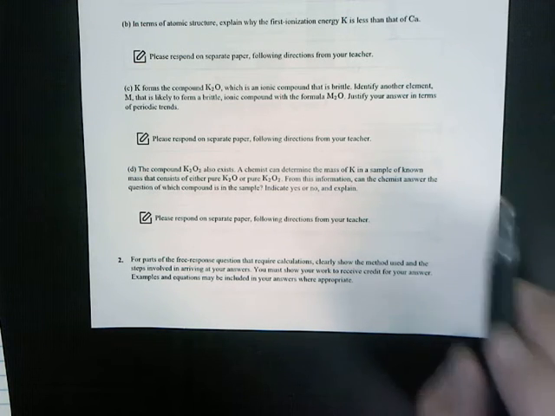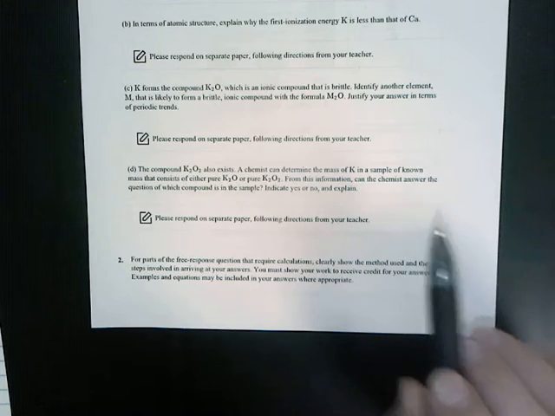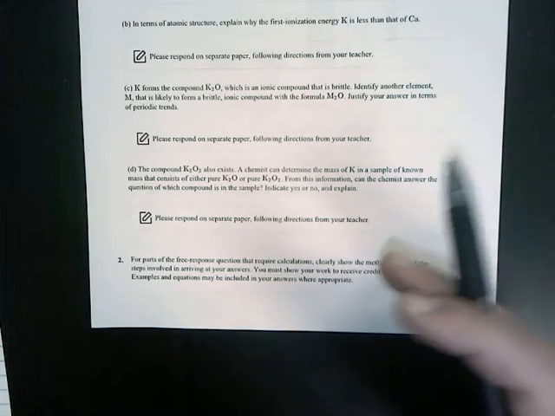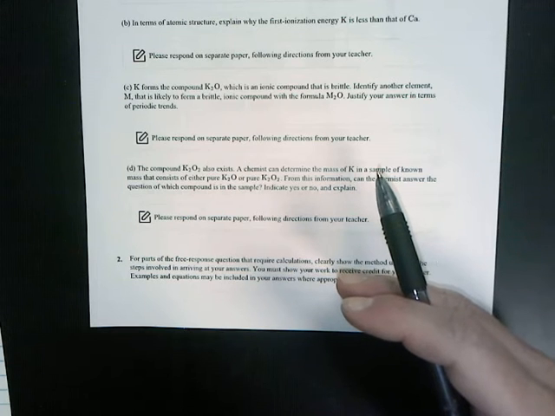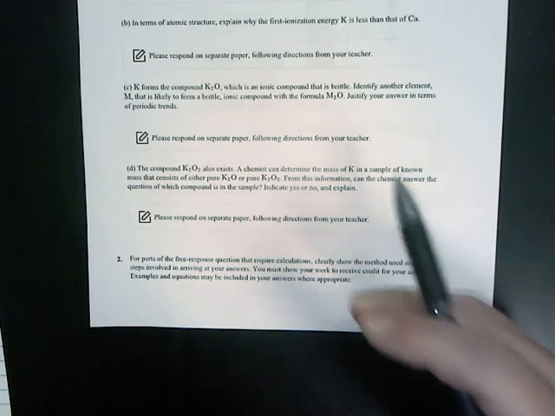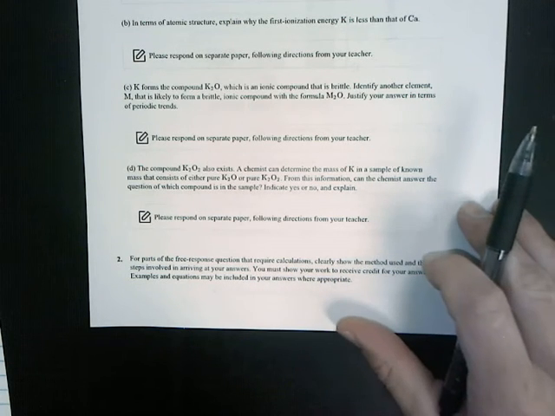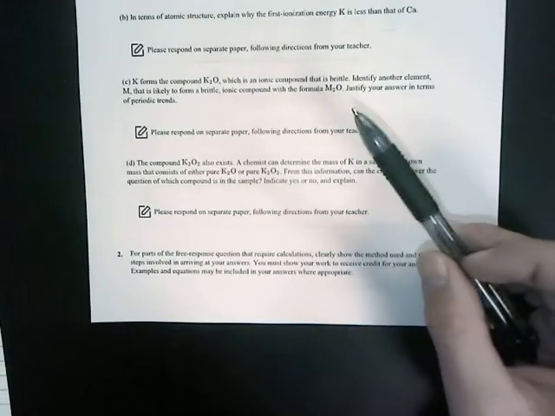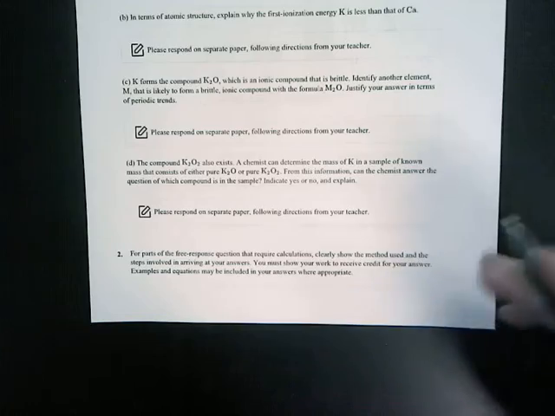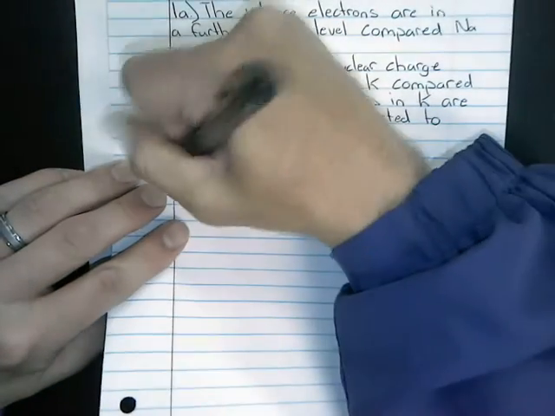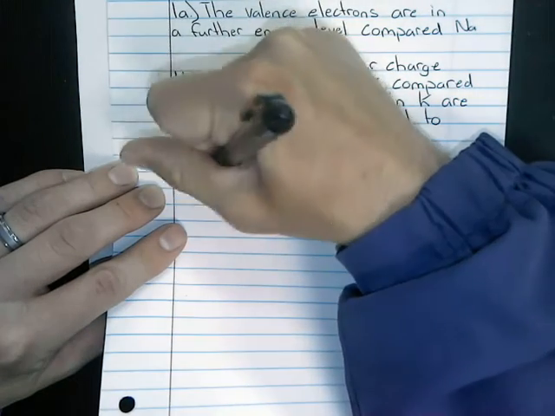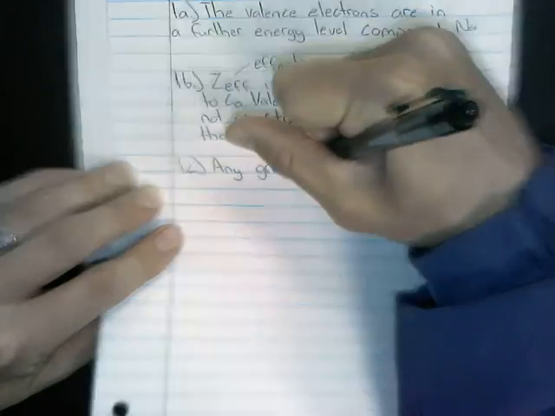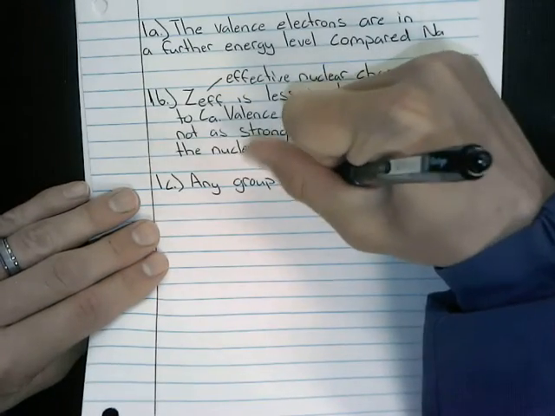All right, so periodic trends. Remember, elements in the same group or family are going to tend to react the same and they're going to tend to behave the same. So if you find potassium, it's in group 1. Any group 1 element will do. So I'll put here for 1C, any group 1 element.